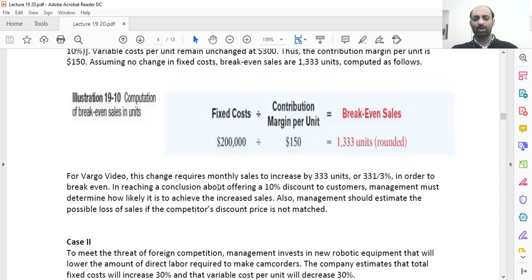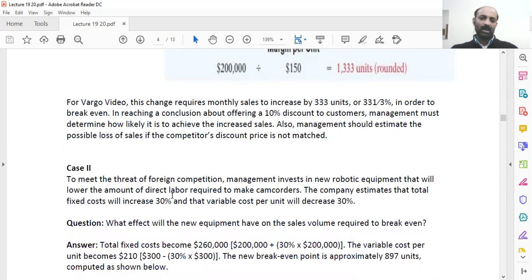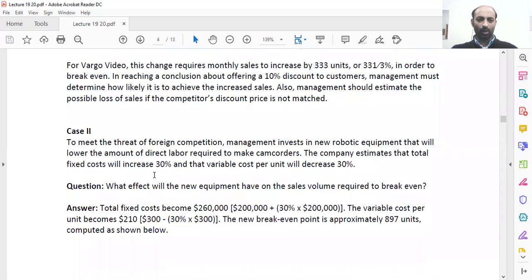In reaching a conclusion about offering a 10% discount to customers, management must determine how likely it is to achieve the increased sales. So this is case number one. Now we move on to case number two.